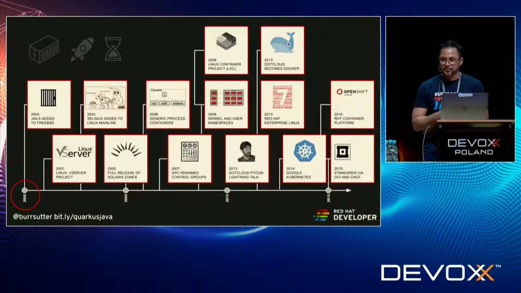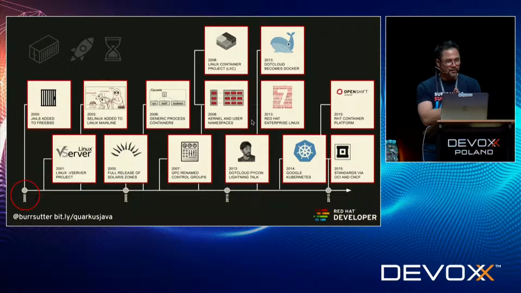This is a slide I think is important for people to understand why things have changed so dramatically just in the last 19 years or so. So Jails was added to FreeBSD in 2000. And you can kind of see what's happening right here, right? We have Solaris zones in 2005. We have the generic process container concept. We have C groups, back in 2007, kernel and user namespaces in 2008. So this is when the concept of the Linux container was born.